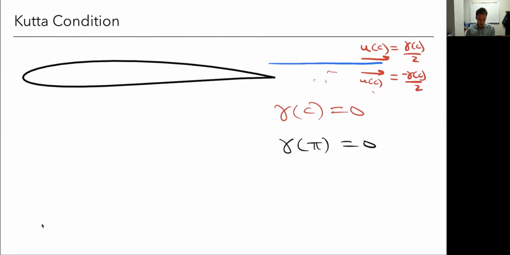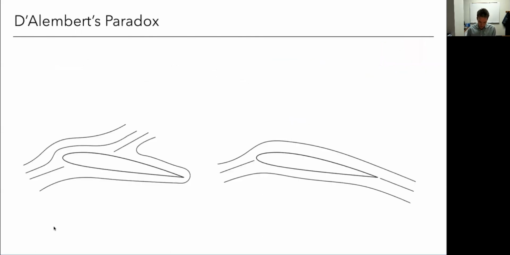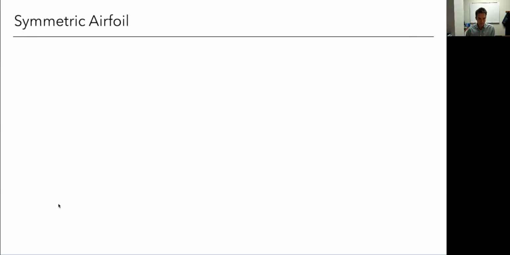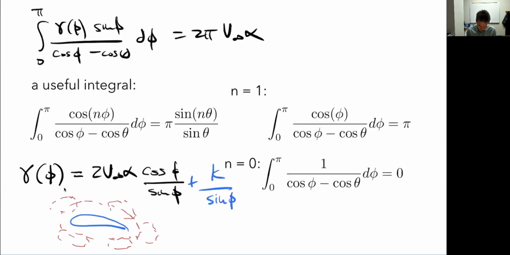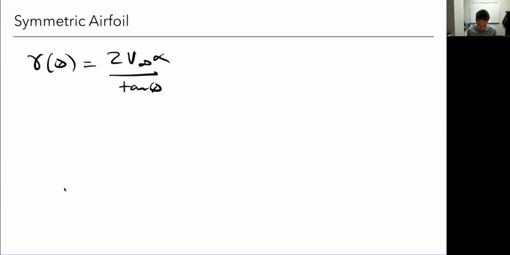So let's go back now to this formula and figure out what K should be. I'm going to write that same expression again. Gamma, I'm just going to write here as a function of theta. It was 2 v infinity alpha over tangent theta. I'm just switching from phi to theta, it doesn't really matter here, plus some arbitrary k times sine of theta.